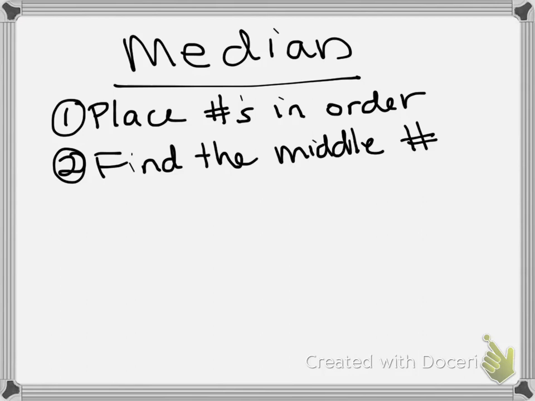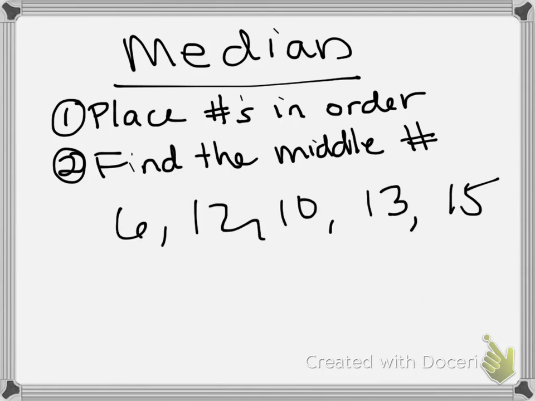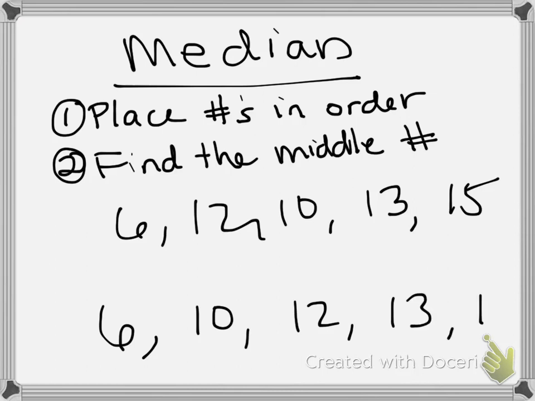The next term we want to talk about is median. The median is the middle number. So when you get a set of numbers, you're going to want to place them in order from biggest to smallest, and then find the middle number. So an example would be, if I have these numbers, I'm going to place them in order. So I have 6, then 10, then 12, then 13, then 15.